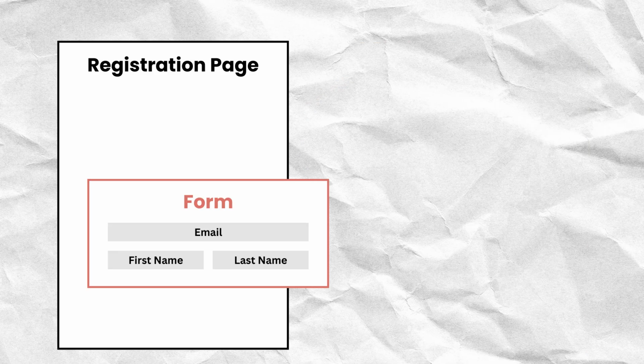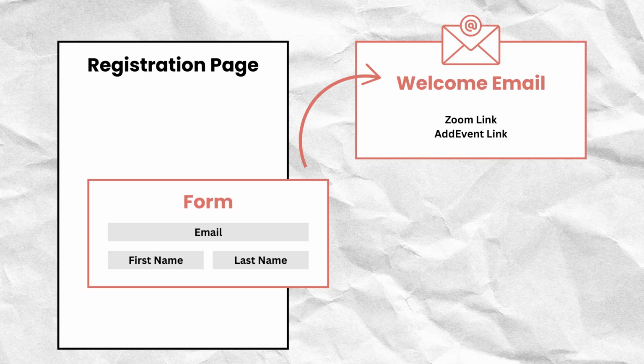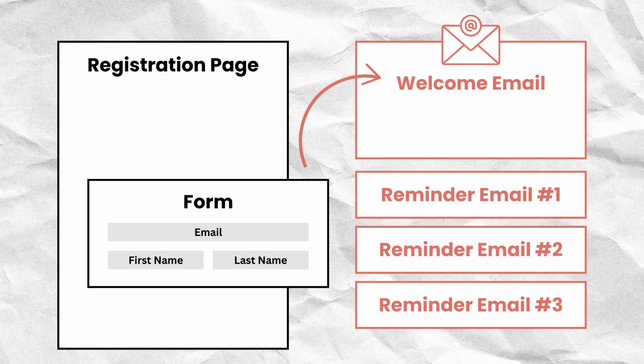The form itself will then trigger two types of email. One, the welcome email, and in the welcome email, you will want to have a Zoom link, which is the link that you're going to show up live for your webinar, and then the link to add their event to their calendar. Secondly, the reminder emails.